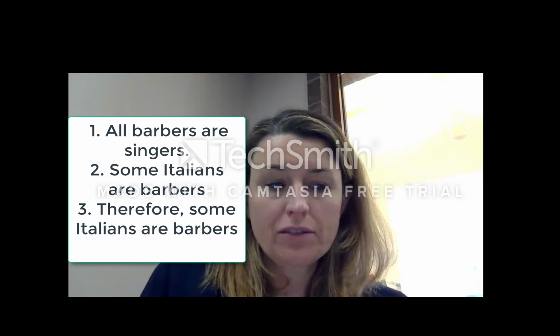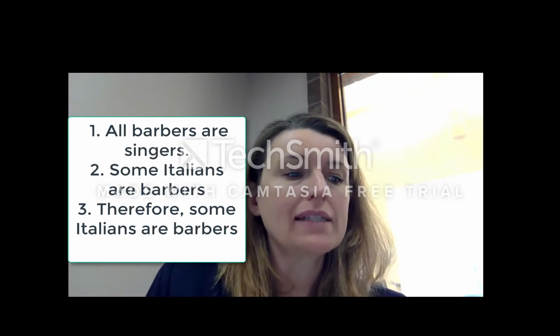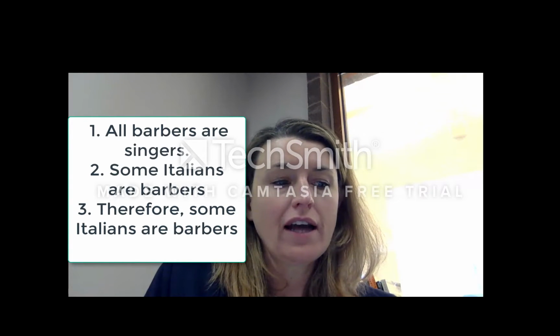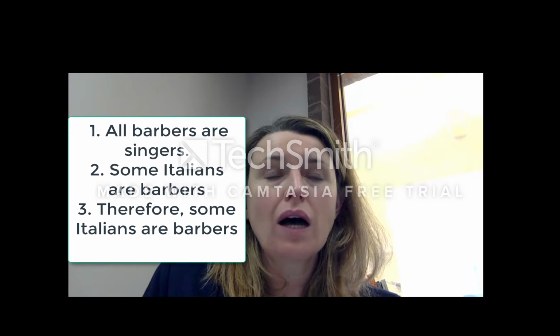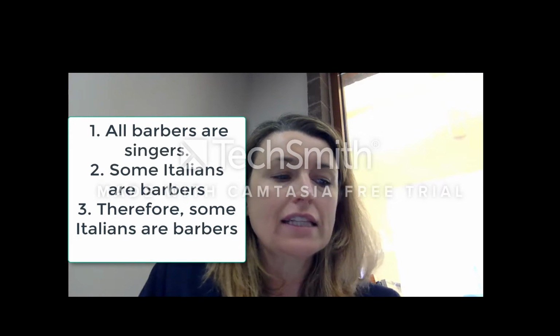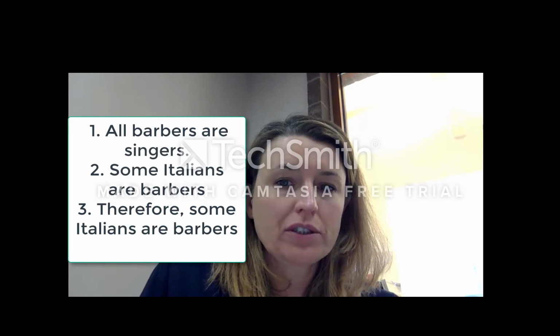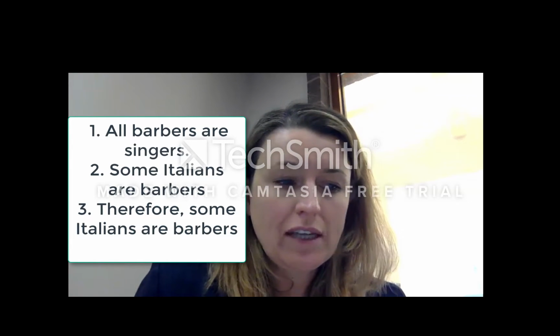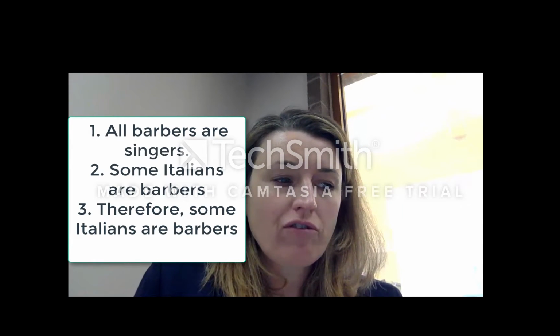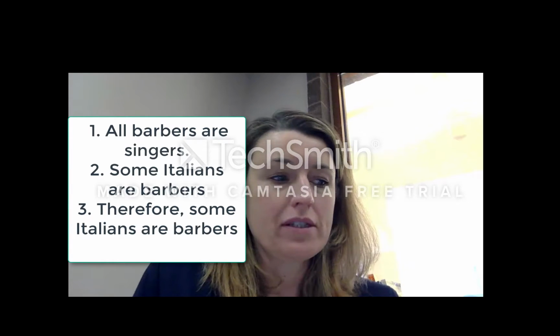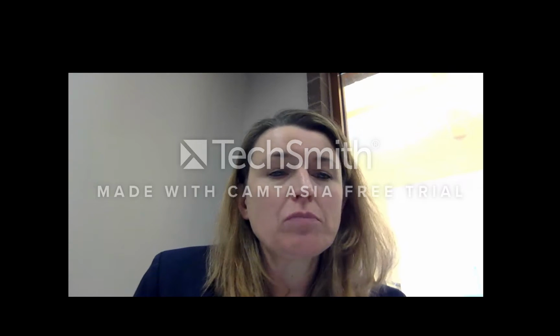Suppose someone tells you that all barbers are singers and that some Italians are singers. And then from those two assertions, they conclude that some Italians are barbers. Now, does it follow that some Italians are barbers from the two premises preceding that? Well, it seems not. It seems suspicious, but why?